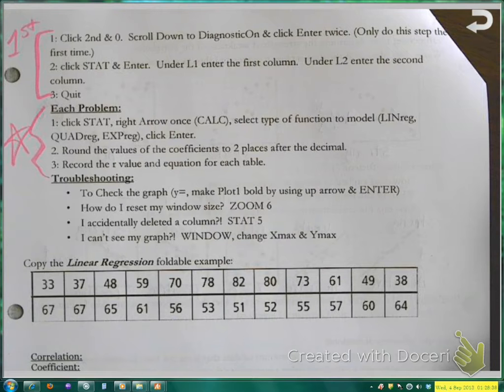The first thing you have to do is make sure your diagnostic is on, and then also make sure when you go into your stat menu that you have all the correct columns. Okay?